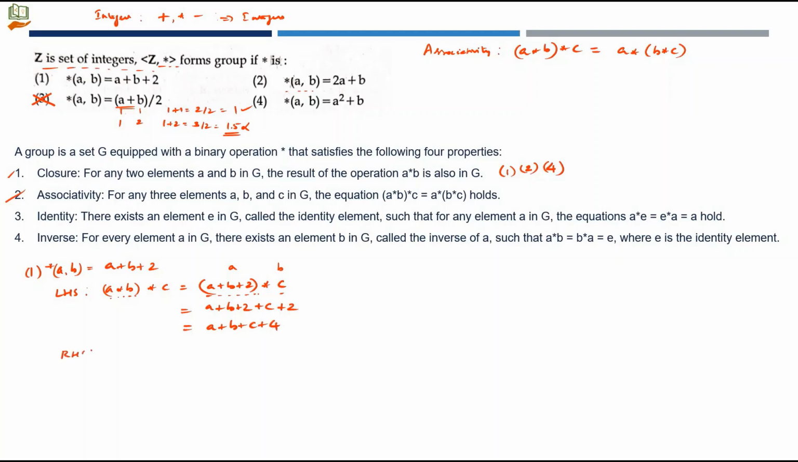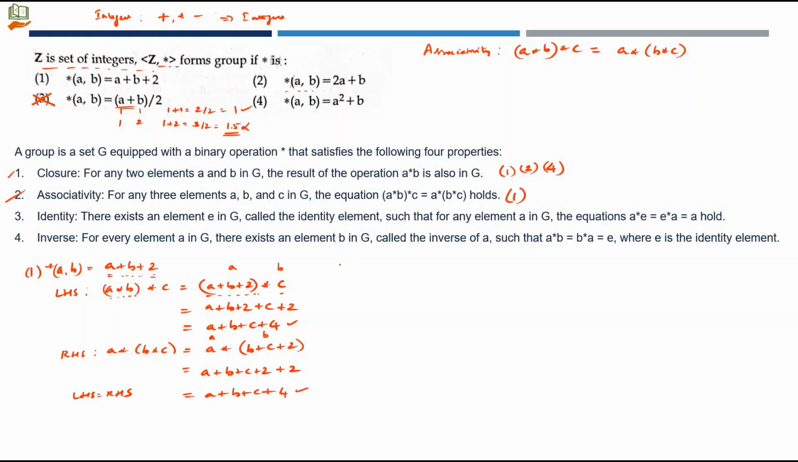Let's check the right hand side, A into (B into C). B into C can be expressed as B plus C plus 2 from the question expression given here. Now consider this as A and consider this as B. A plus B plus 2. You have to expand it in this way. What will be the answer? A plus B plus C plus 4. Is LHS equal to RHS? Yes, it is equal. So we can say the first expression is holding the associativity property.